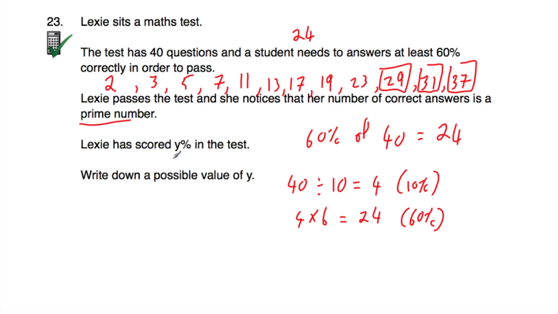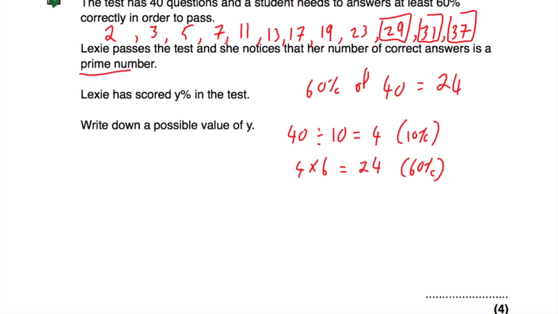Now we're told that she scored Y% in the test, so we need to change these scores to percentages, and then we need to write down one of them as a possible value for Y. Okay, I'm going to do all of them because obviously you may have done any of these, but we just need to do one of them because it's write down a possible value for Y. We just need to either write 29 out of 40 or 31 out of 40 or 37 out of 40 as a percentage. And if you chose any of them, that's fine, but I'm going to do all 3 now just because obviously there's 3 possible answers.